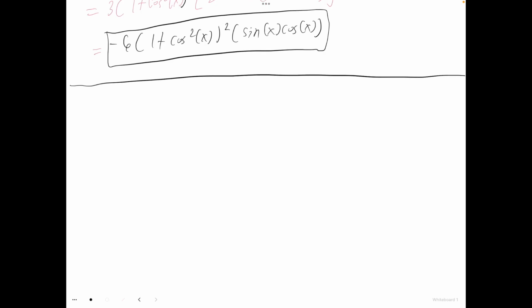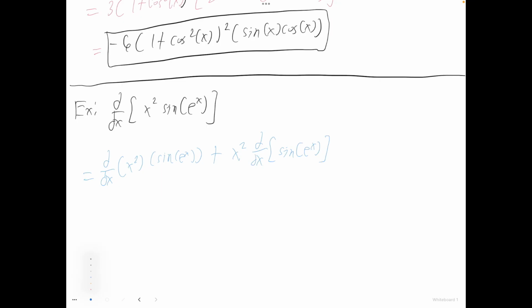Okay. So now our next example is we want to find the derivative of x squared sine of e to the x. So we look for our outermost thing that's going on. We've got this product of two functions, the x squared function and the sine of e to the x function. And so we are doing a product rule first. So we have the derivative of the first function times the second function plus the first function times the derivative of the second function. So that is the product rule.